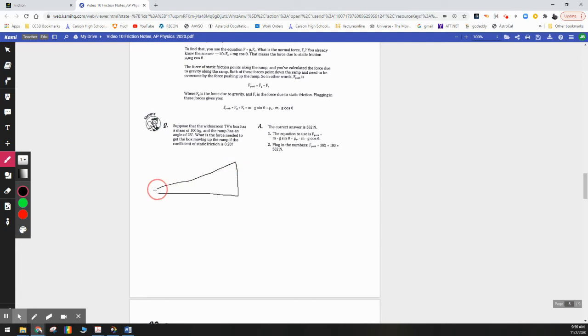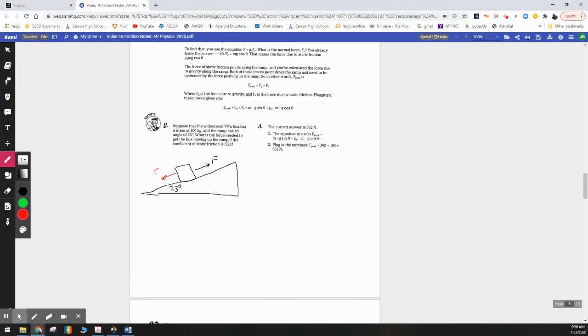So here we have a ramp, and the ramp, let's say, is 23 degrees. So we'll go ahead and put down 23 degrees right here. And here's this box, or this TV screen box. And what force is needed to get the box moving up the ramp? So motion is going to be in this direction. We have to apply a force in this direction to get it moving. So if it's moving in this direction, friction is going to be moving in this direction.